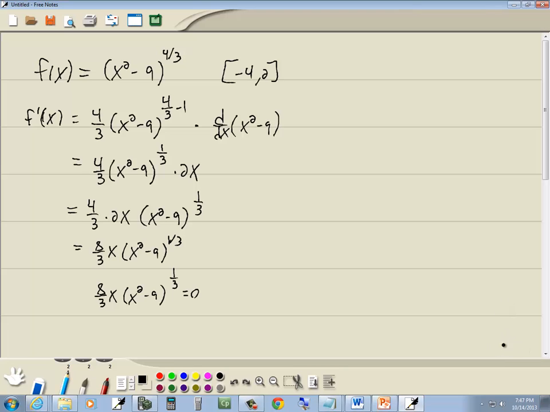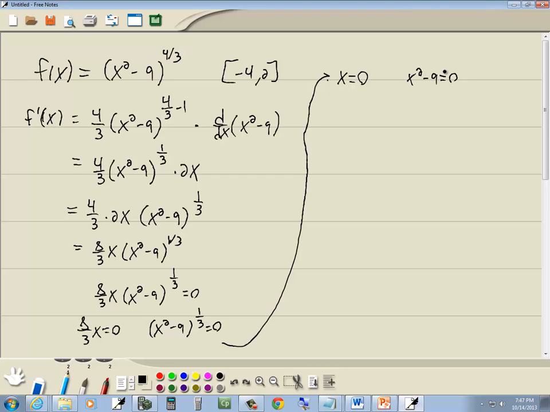Now, zero factor property. If you get 0 on one side and factors on the other side, you can set each factor equal to 0. So we get 8/3 x is equal to 0, and x squared minus 9 to the 1/3 power is equal to 0. If you got a number out in front here, you can just drop the number if you got 0 on this side. Why? Well, if you divide both sides by 8/3, this would disappear, and 0 divided by anything is 0. So you get x equals 0. Now over here, if you have parentheses to a power, you can just drop the power, assuming you have it set equal to 0. So we're going to have x squared minus 9 equal to 0.